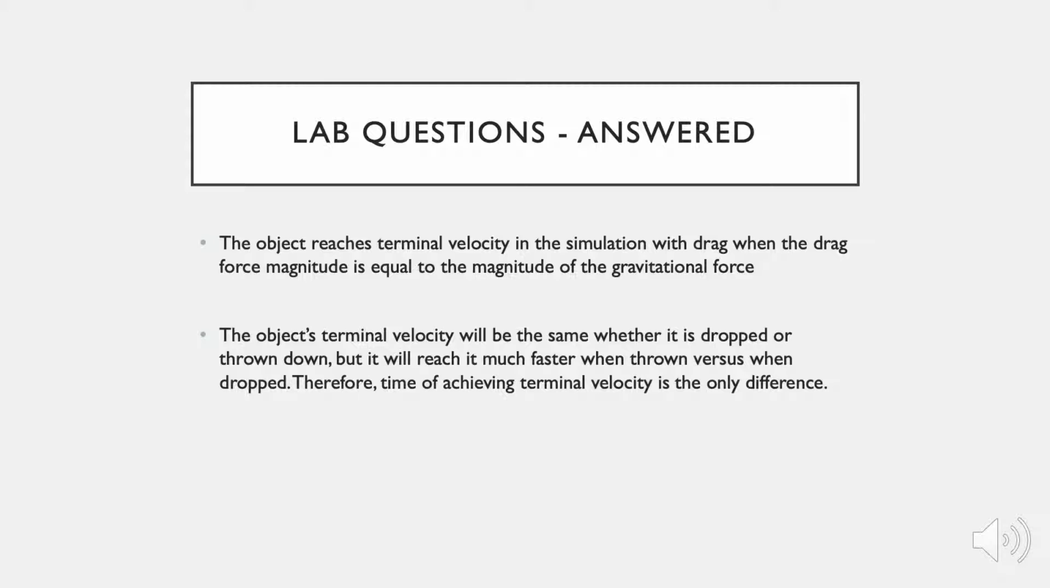In response to the lab questions, an object reaches terminal velocity in the simulation with drag when the drag force magnitude is equal to the magnitude of the gravitational force. As for the other question, the object's terminal velocity will be the same whether it is dropped or thrown down, but it will reach it much faster when thrown down versus when it's just dropped. Therefore, the time of achieving terminal velocity is the only difference.